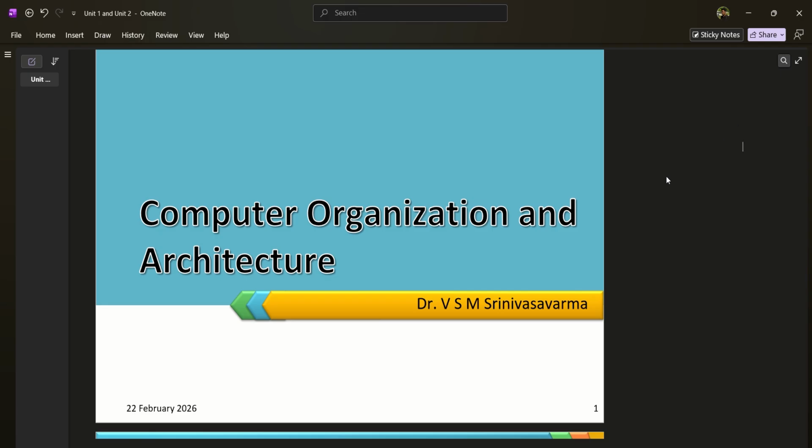So, hello everyone. I'm Srijai, and in this session, we'll be covering Unit 1 and 2 of your computer organization and architecture. As far as Unit 1 is concerned, it's a very simple unit. We'll just go through the slides once and skim through the topics. In Unit 2, we'll go into the details of the topics.